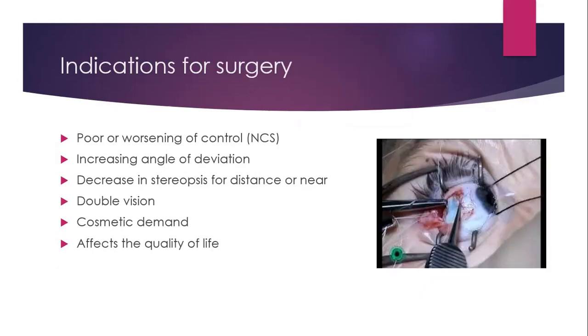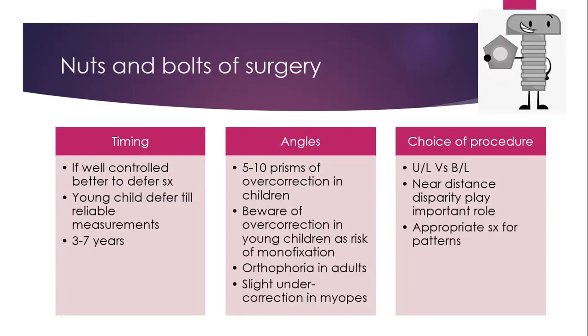Now, if these procedures don't work, or we see that there is worsening of control, increase in angle of deviation, decrease in stereopsis, or if the patient complains of double vision which affects his day-to-day life, or there is cosmetic demand, then we go ahead with surgery. Now, what are the nuts and bolts of surgery in exotropia? The timing of surgery: if well controlled, it is better to defer surgery. If it is a younger child, the measurements are not reliable, so it is better to wait till we get reliable measurements and then proceed with surgery. The most appropriate age group to operate exotropia would be 3 to 7 years of age.